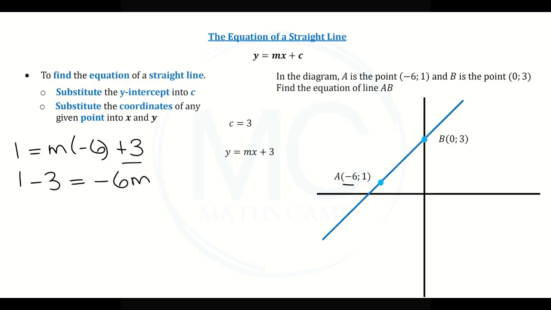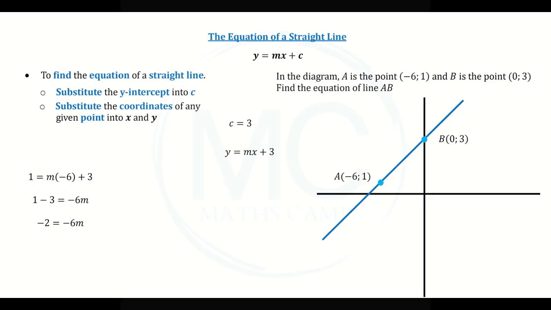Now we have 1 minus 3, which is negative 2, which is equal to negative 6m. We need to solve for m, but we don't want a negative value. So let's move this term to the left side of the equal sign, and we get 6m. Then we move negative 2 to the right, we get positive 2. Now to get m by itself, let's divide both sides by 6. We get m is equal to 2 over 6. Let's simplify our fraction, and we see that m is equal to 1 over 3.